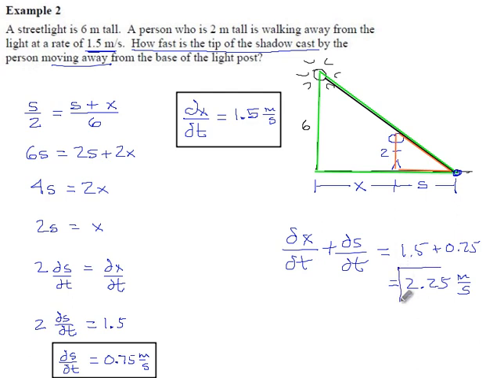That is legitimate. It's a little bit unusual, but it's fine. It's just a matter of combining those two effects. We said the distance to the tip of the shadow is x plus s, so not surprisingly, the rate of change of that measurement is dx/dt plus ds/dt, both of those rates together. So doing that, 2.25 meters per second.